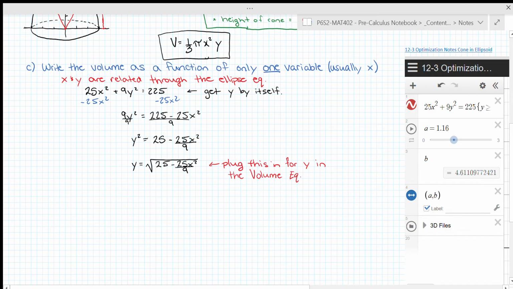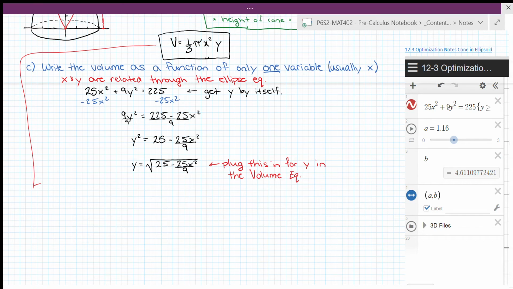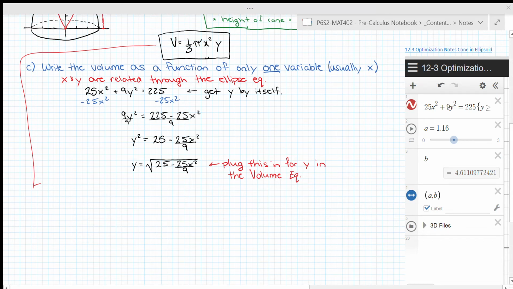Okay, that volume equation from up here. I'm going to just take that and rewrite it over here. I've got my volume was 1/3 pi x squared y. And I'm going to take this, y is equal to that. I'm just going to do a quick substitution, plug that in for y there.